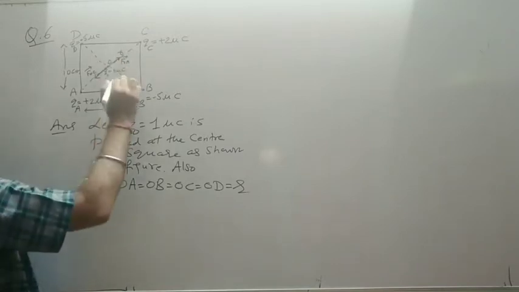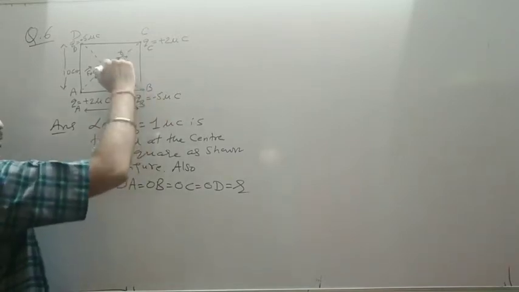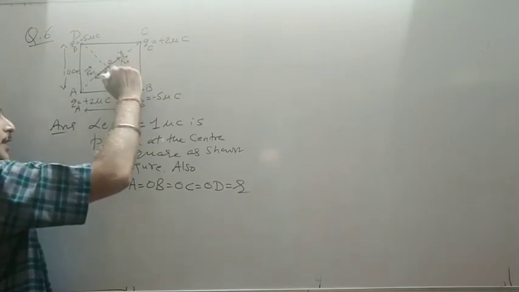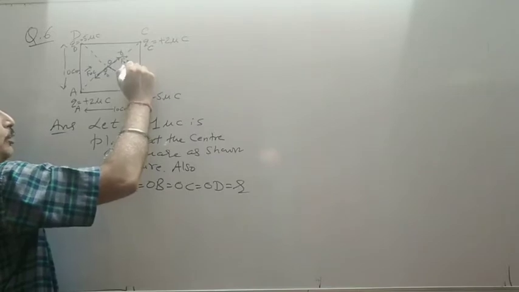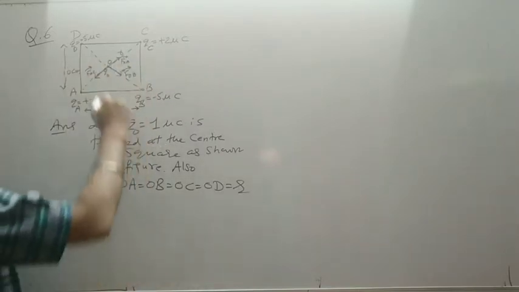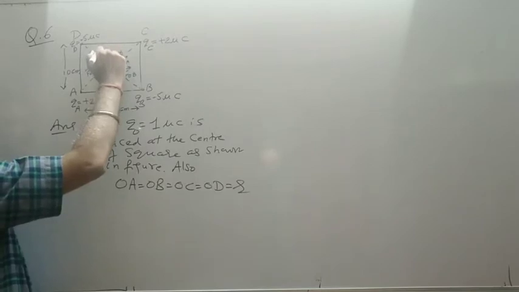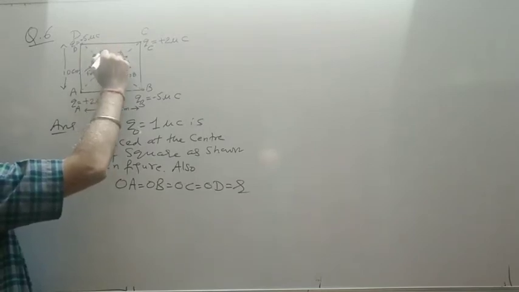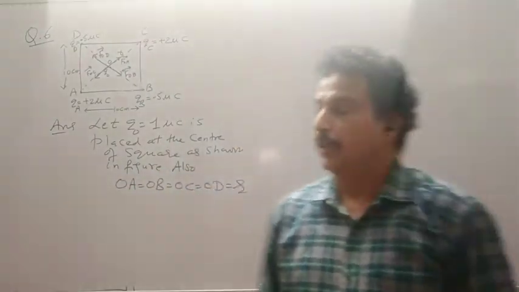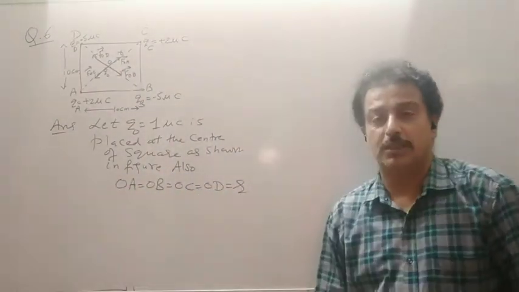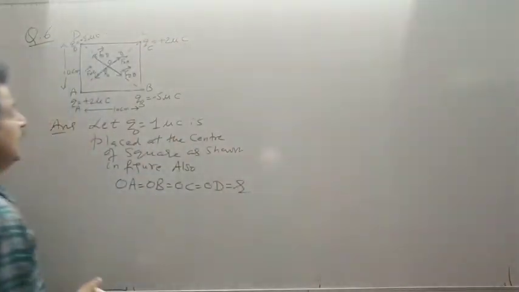Similarly, now the charge at B is negative. So this positive charge at the center will be attracted. I name this as F naught B. And similarly, this positive charge at the center will be attracted towards D. So that is F naught D. Again, we will see that the magnitude is the same. So the resultant of all the forces comes out to be 0. Anyhow, we write the theory for it.